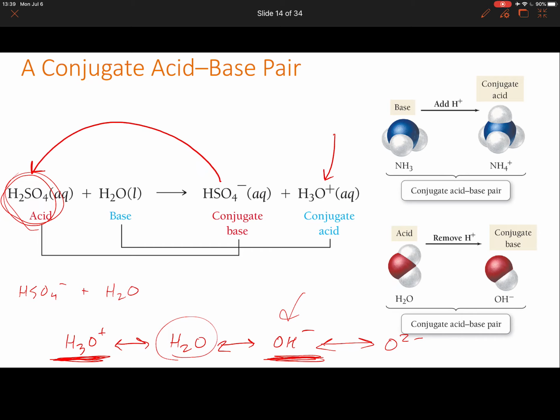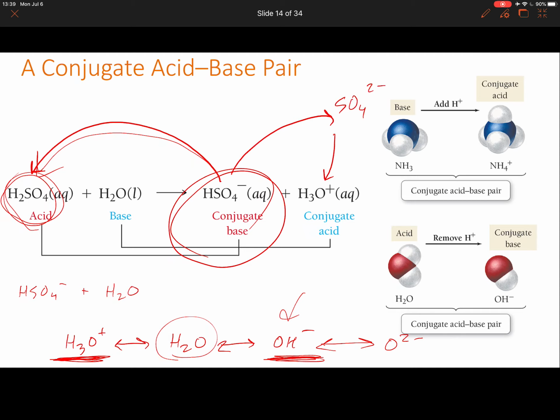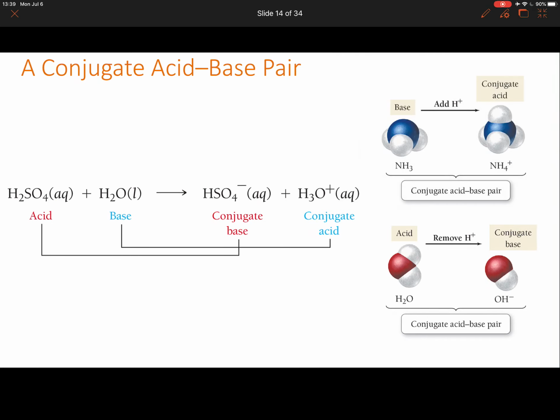This guy is amphoteric right here, HSO4 minus, because it can be a base and turn back into H2SO4, but it could also be an acid and lose a hydrogen and just form SO4 2 minus. So when it's acting like a base or when it's acting like an acid, it can go both ways. So amphoteric species can go both ways. Just wanted to show you that one other example.